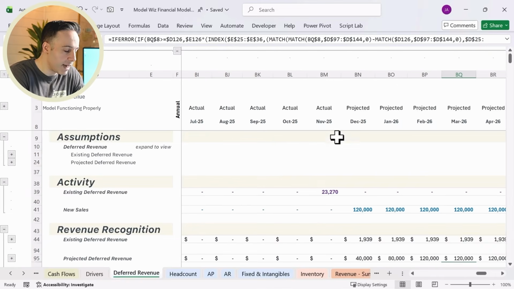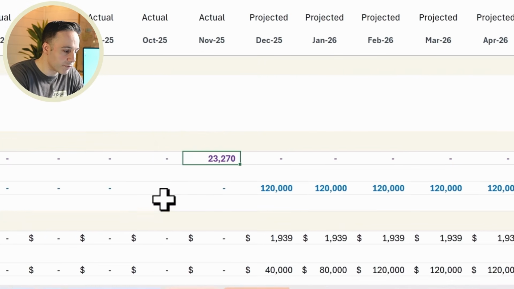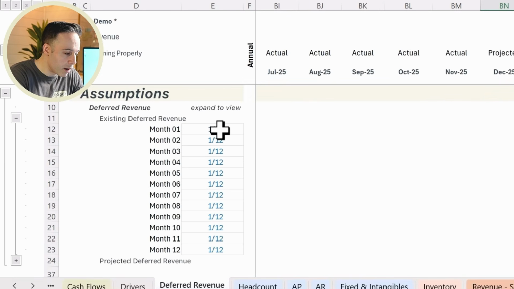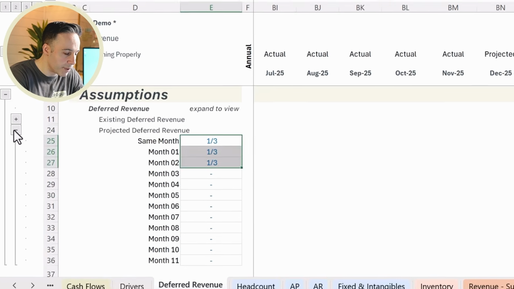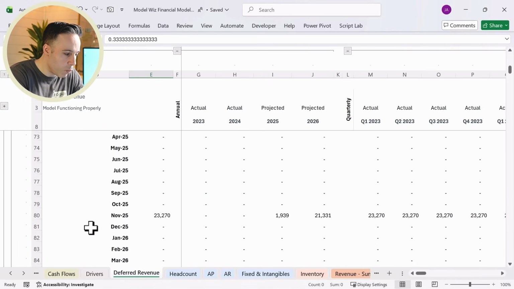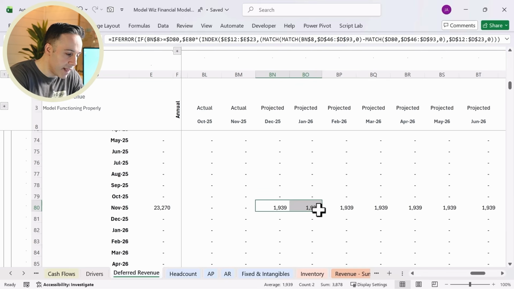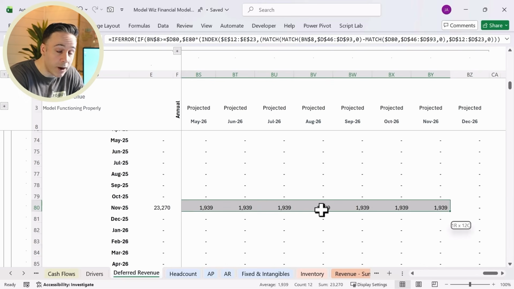All right, so here I have a forecast where November 2025 is my last month of actuals. My existing deferred revenue balance as of that date is this amount here. And then this is what I'm projecting in new sales. Well, I have these assumptions where my existing deferred revenue balance will be recognized each month over a 12-month period. And then any projected sales will be recognized over a 3-month period. So watch what I'm doing here. In this waterfall table, I'm pulling in that same 23,270, and you can see that I'm recognizing the revenue, or reducing this balance sheet account, 1/12 each and every single month.